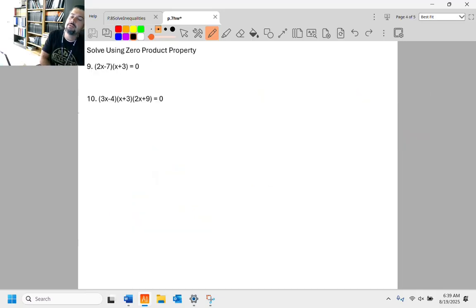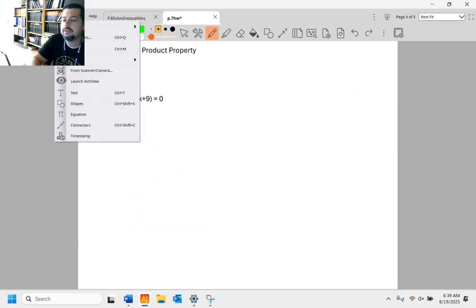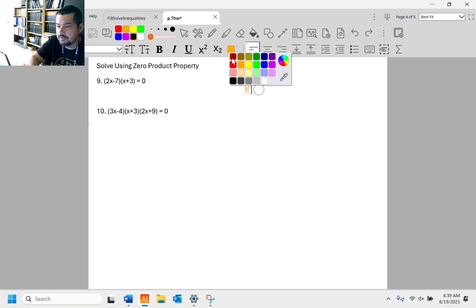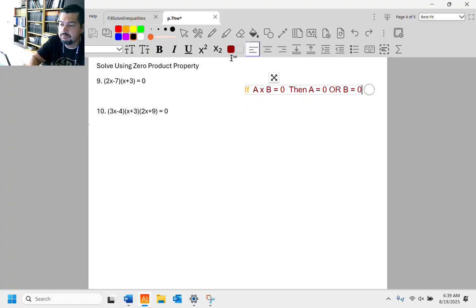All right, using the zero product property, hopefully by Friday, more of you have the zero product property down better. Zero product property says, let's change colors here so you can actually read that, if A times B is equal to 0, then A is equal to 0, or B is equal to 0. One or both of them are. So I say these things are the zero product property. This is A, and this is B.